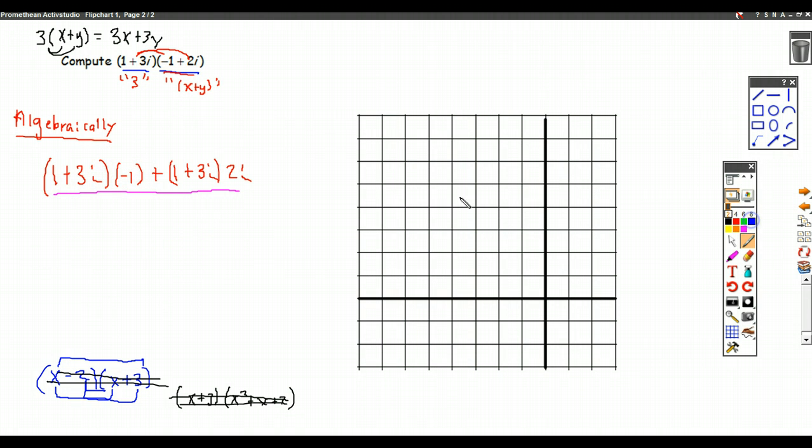1 plus 3i times negative 1, at this point we know you can distribute the negative 1 as well. Negative 1, and then negative 1 times 3i is negative 3i, plus 2i times 1 is 2i, and then 2i times 3i is 2 times 3, which is 6. i times i is i squared, which is negative 1, so it's 6 times negative 1, so it's negative 6. Now we add up the real parts and the imaginary parts to get our final answer of negative 7 minus i.